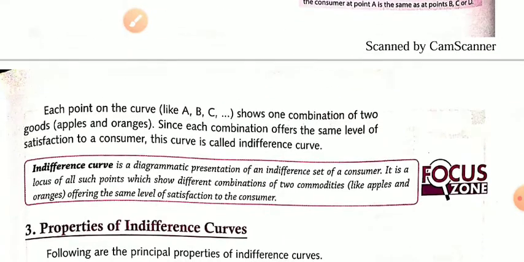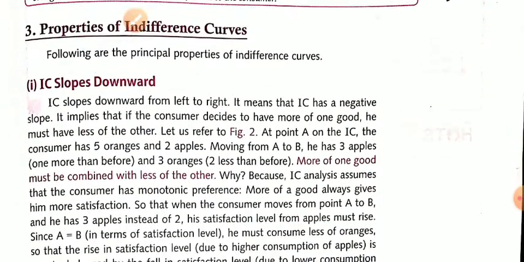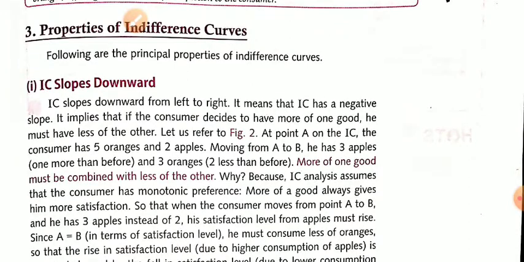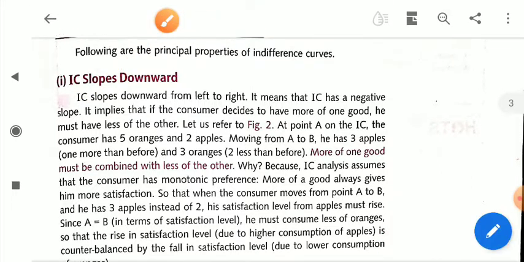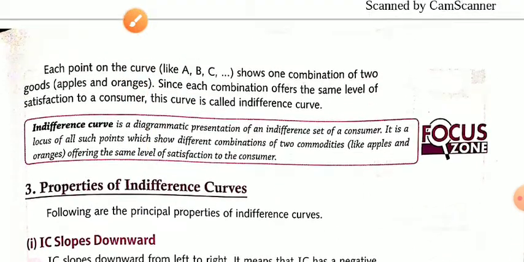Okay, dear student, now next is the properties of the indifference curve. What are the different properties of the indifference curve? The first property is that the IC slopes downward, which you can see in our diagram, that the indifference curve is downward sloping. You can easily find this in figure number 2. The indifference curve slopes downward from left to right, and it has a negative slope. Why is it downward sloping with a negative slope? The reason is very simple.